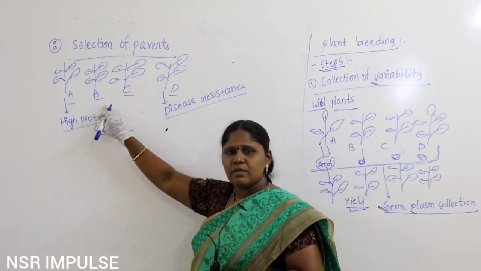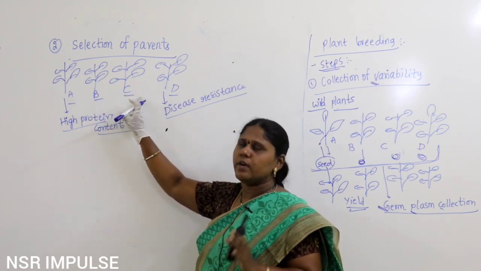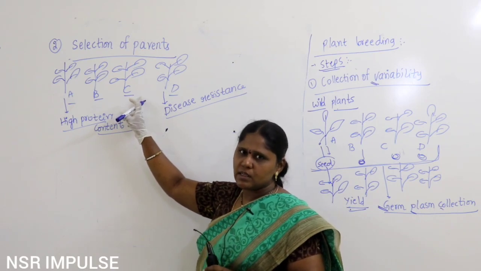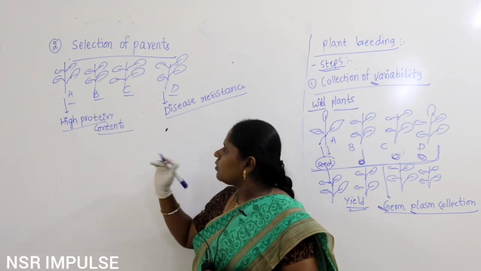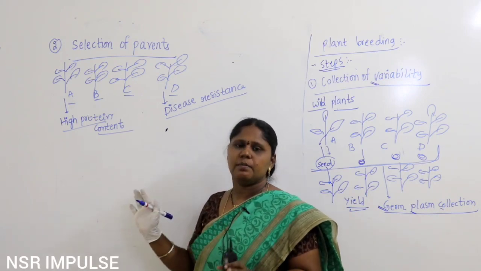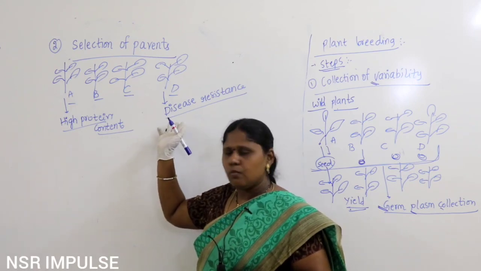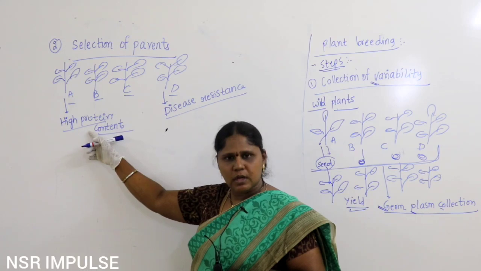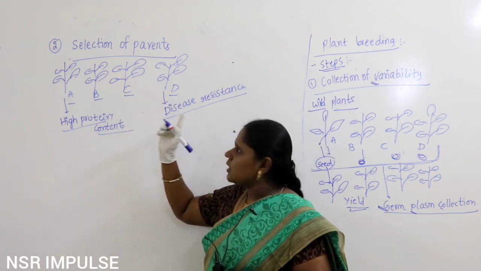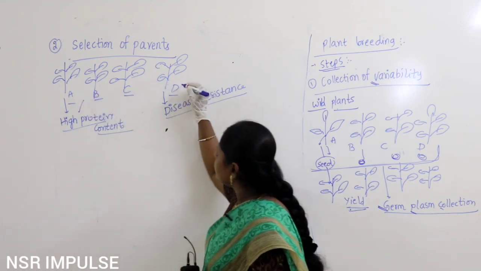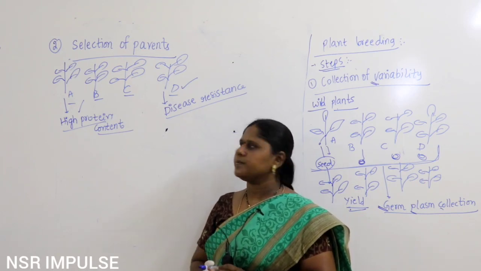Second plant may be having bigger size of the grains. Third rice plant is growing very tall and giving short rice grains, but giving more yield, but still I do not want those characters. Out of all the wild plants which I collected, I selected two plants to cross. One plant is having high protein content, the other plant is having disease resistance. Now I select these two plants as parents. It is called selection of parents.